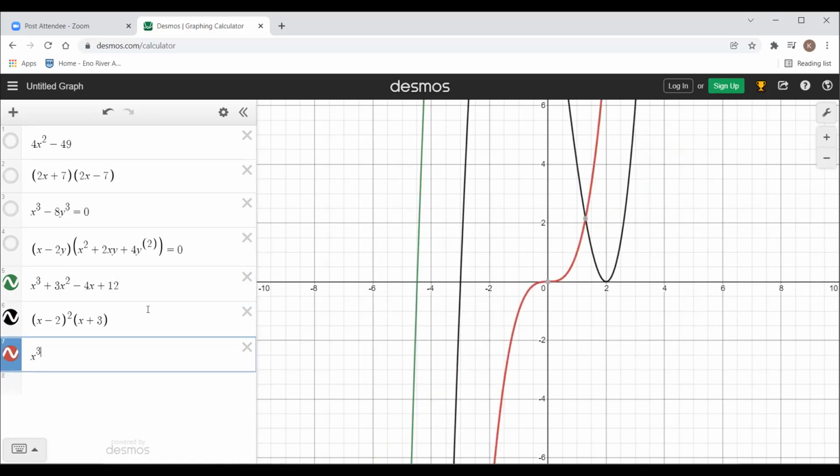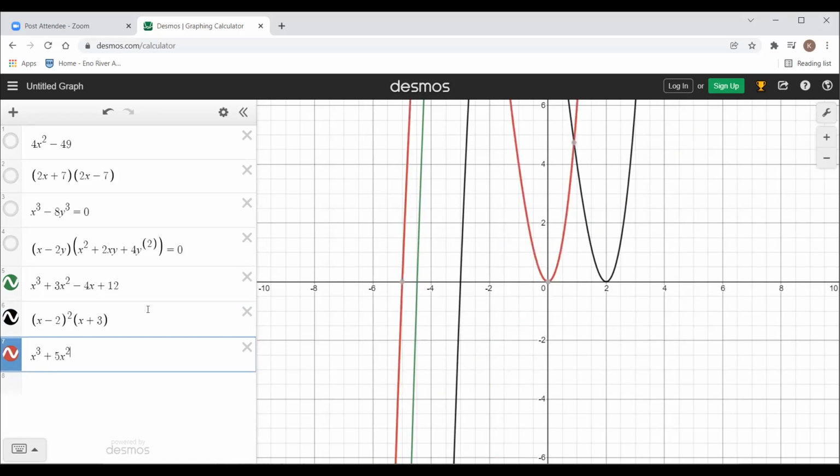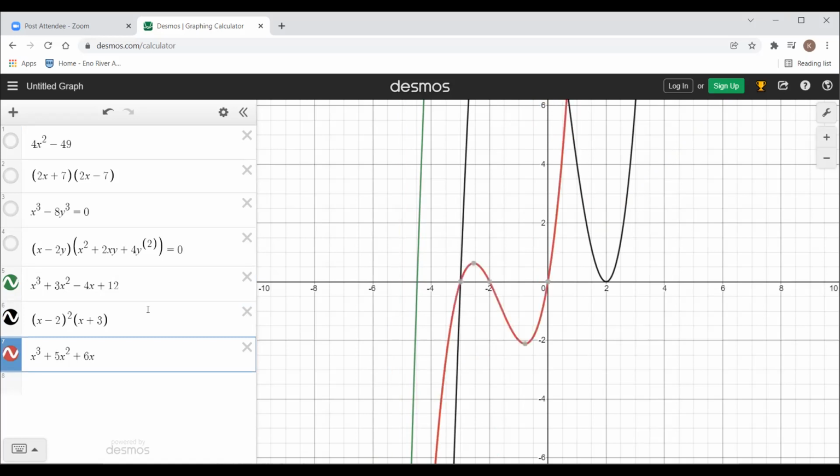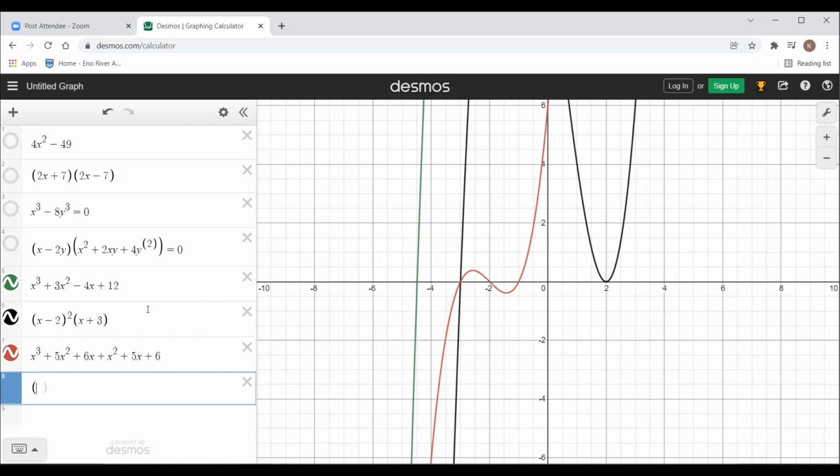X to the third plus 5x squared plus 6x plus x squared plus 5x plus 6. And we got x plus 1, x plus 2, x plus 3. So here the red and the blue are, let me turn that one on. Red and the blue are actually the same.